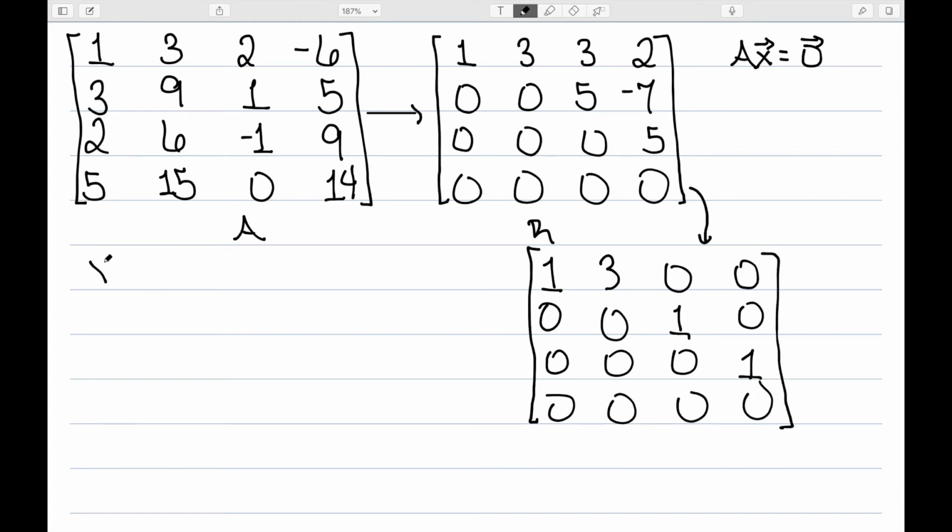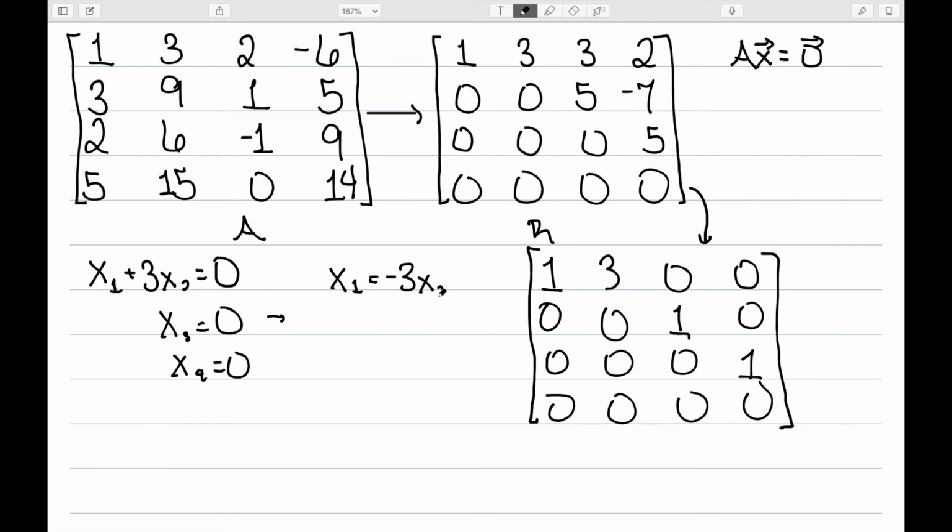From here, we'll write down our equations. That first row says x1 plus 3x2, and we want these to be equal to 0. The second row says x3 is equal to 0, and the third row says x4 is equal to 0. We want to solve these for where my pivots are, so we want to solve them for x1, x3, and x4, since that's where my pivots are located.